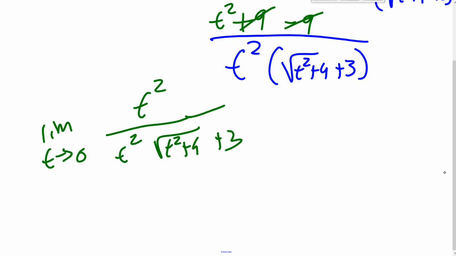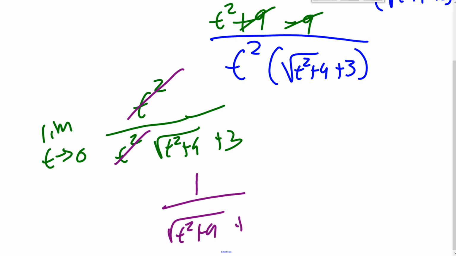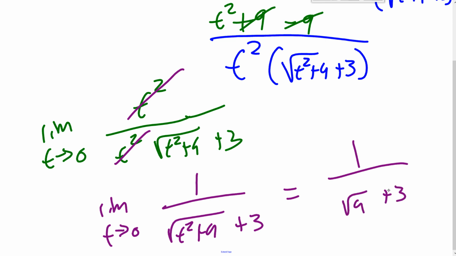Video's kind of getting long, but it's the weekend, so you have time to watch this. Now it's multiplication, so I can cancel this t, so I've got 1 over the square root of t squared plus 9, and plus 3 is on the outside. Now I can direct substitute in that 0, because 0 squared is still 0. 0 plus 9 is 9. So I've got the square root of 9 plus 3, and the square root of 9 is 3. 3 plus 3 is 6, so I get 1/6. So there it simplifies out.